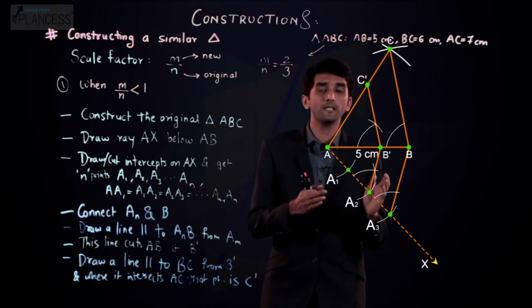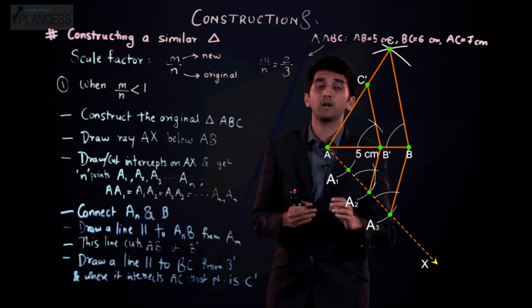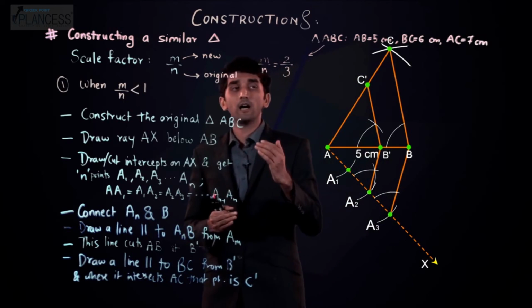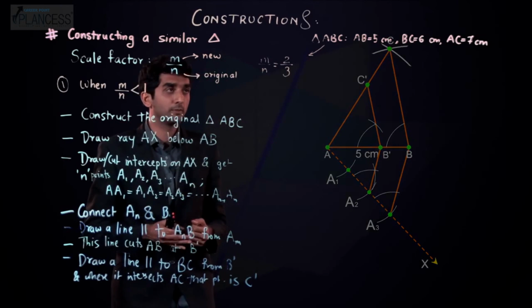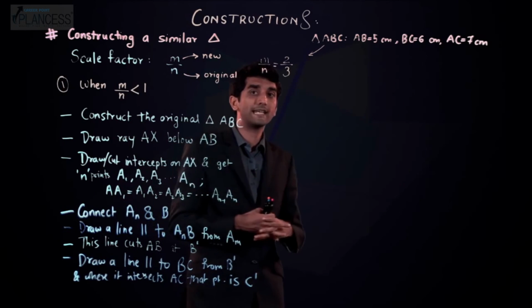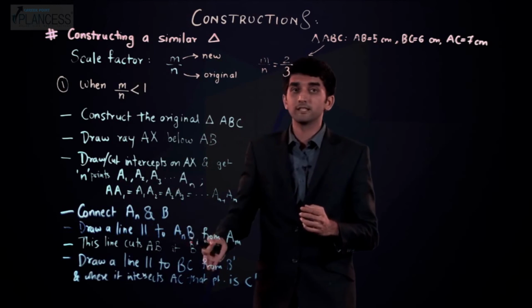And hence we have successfully drawn the triangle AB dash C dash, which is similar to the triangle ABC, but the corresponding sides are in the ratio 2:3 as compared to the original sides. So basically we have compressed the triangle ABC with the ratio 2:3 by using this technique.